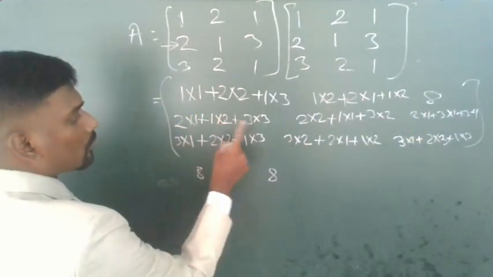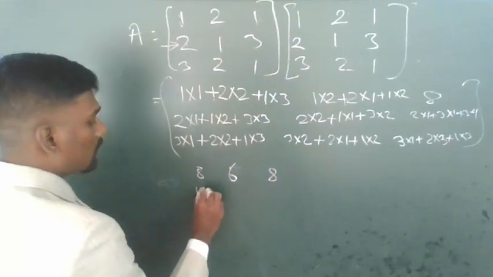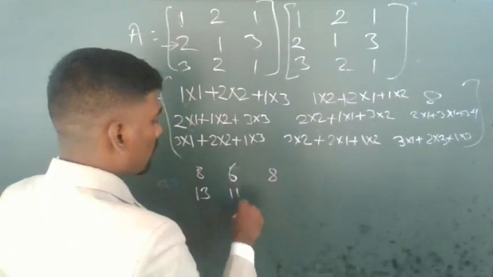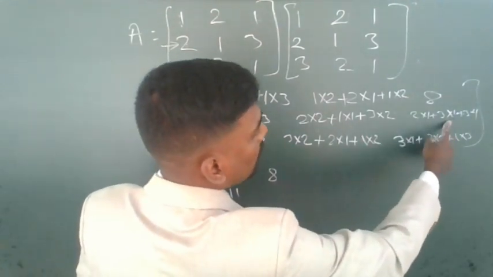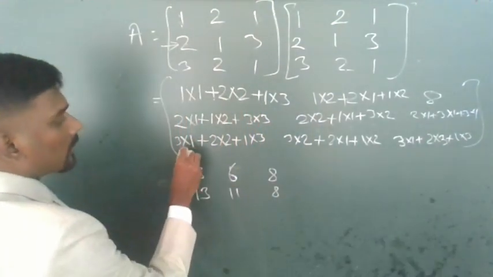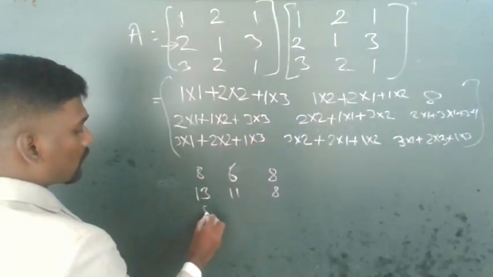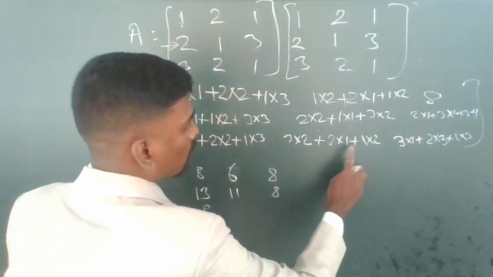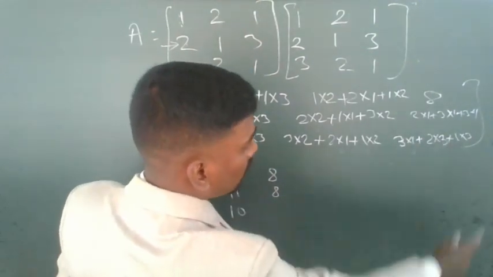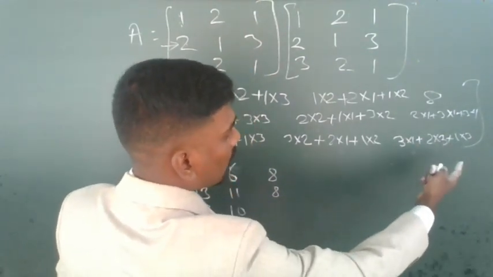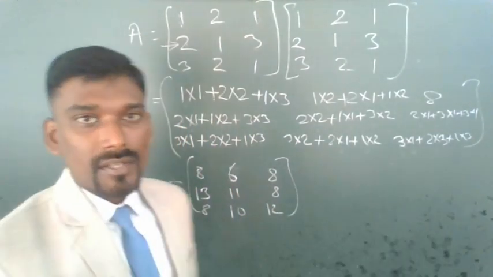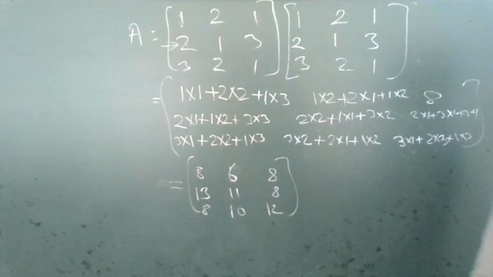Next 2 plus 2 plus 9, that is 13. 4 plus 1 plus 6, that is 11. Next 2 plus 3 plus 3, that is 8. Next 3 plus 4 plus 3, that is equal to 10. Then 6 plus 2 plus 2, that is equal to 10. And 3 plus 6 plus 3, that is equal to 12. The answer is 8, 6, 8, 13, 11, 8, 8, 10 and 12.